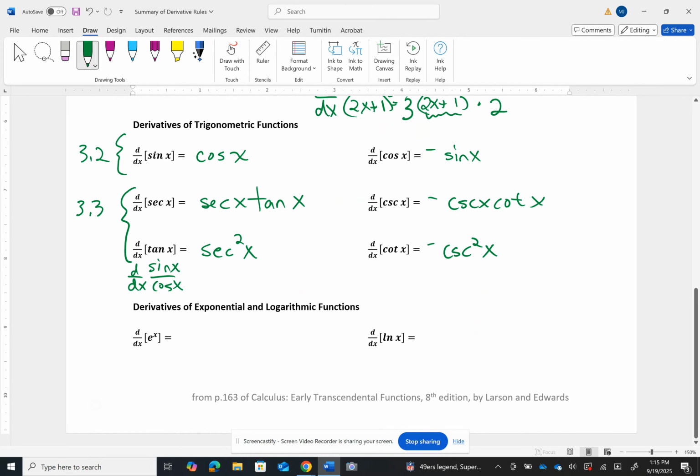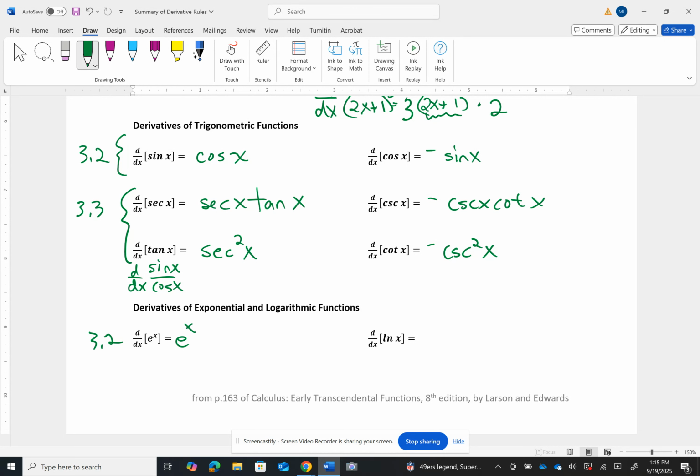And then the derivative of e to the x is in 3-2. And then I believe they wait to do the derivative of the natural log. I don't think they do that until later, like 3-3 or 3-4. But both of these are pretty easy. The derivative of e to the x is e to the x, and the derivative of the natural log of x is 1 over x. Okay?